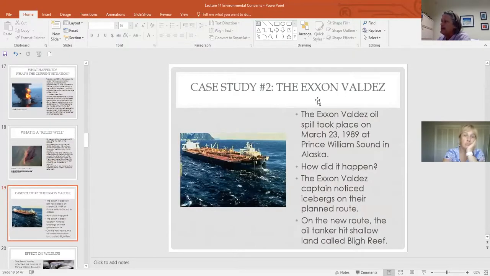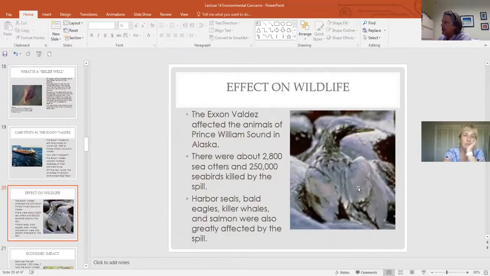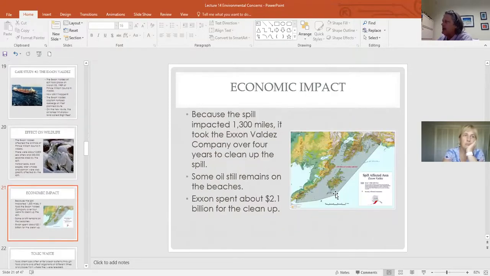The Exxon Valdez, very famous one in 1989. The Exxon Valdez is an oil tanker, and it slammed into Bligh Reef. There's a bird covered in oil. Devastating. Had a great economic impact. Exxon had to pay $2.1 billion for cleanup, and over 1,300 miles of coastline was impacted.